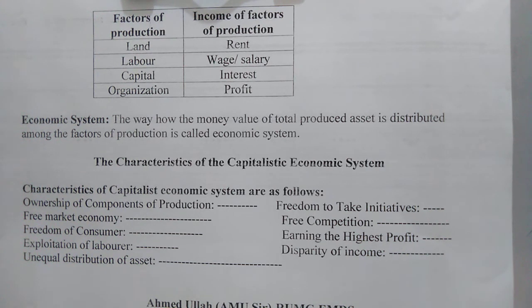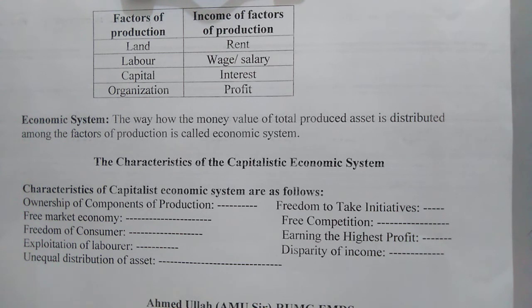Next, freedom of consumer, freedom of buyer. A consumer or a buyer can decide which goods and how much of the goods he will consume, but his liking, his earning, and the market price of the commodity influence his decision. That is, every customer can freely consume any goods according to his ability, desire, and choice. So in the capitalist economic system, there is freedom for the consumer.